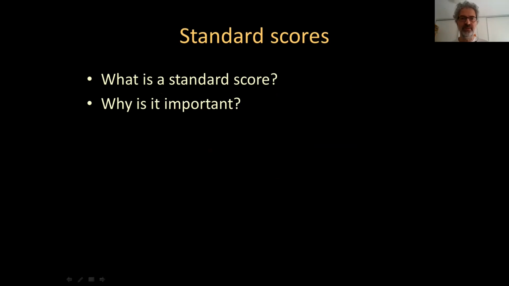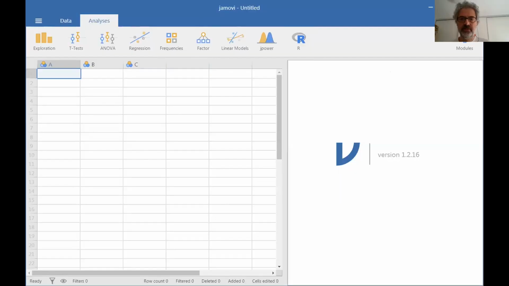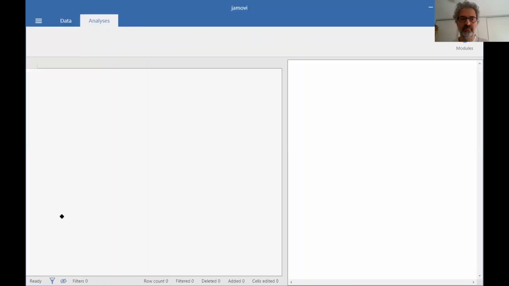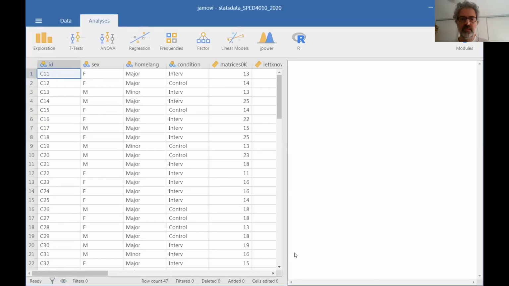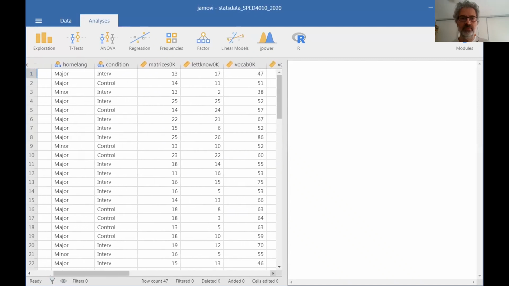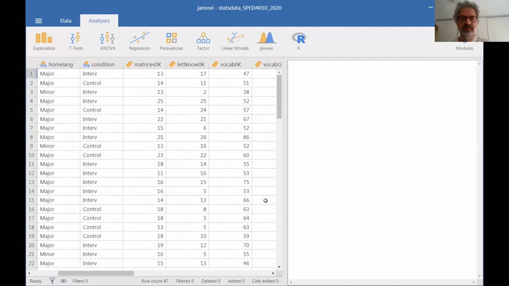Let's go to Jamovi. Let us first load our data set. And let us look at some of our vocabulary scores. The first child listed here has a vocabulary score of 47. This means that the child answered 47 questions correctly or selected 47 pictures correctly.